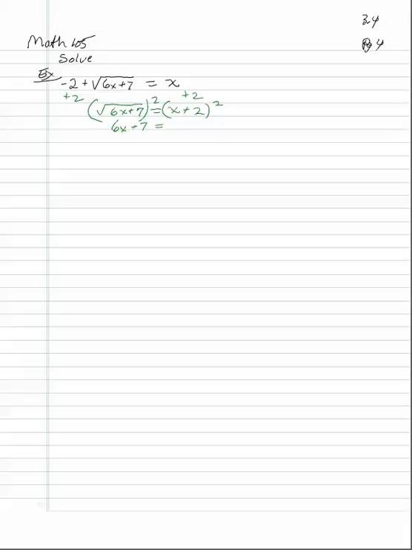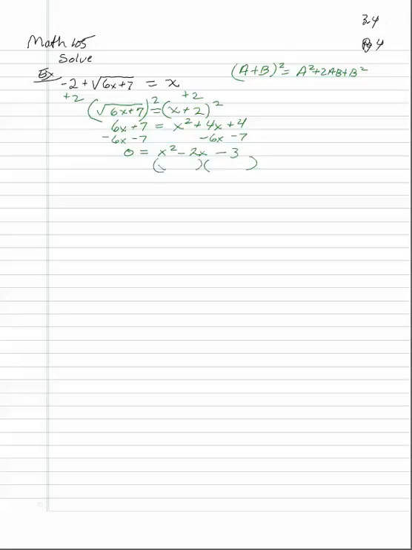And again, we should know our square formula. A plus b squared is a squared plus 2ab plus b squared. So that's going to be x squared plus 4x, 2 times x times 2, plus 4. Now this is a quadratic equation, so we want to get it equal to 0. So we get 0 equals x squared minus 2x minus 3.